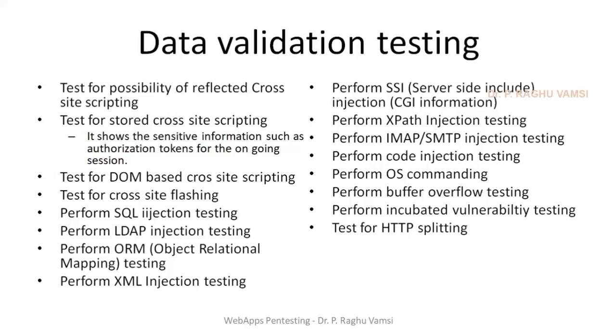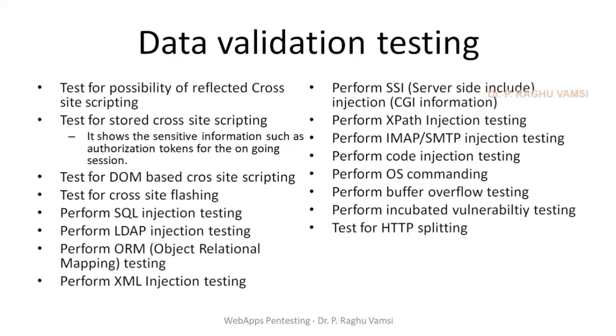Next, test for document object model, DOM based cross-site scripting. Test for cross-site flashing. Perform SQL injection testing and perform LDAP injection testing. Perform ORM, that is called object relational mapping. Usually this object relational mapping testing will reveal information about the database relations, that is table relations and the relation between the attributes.